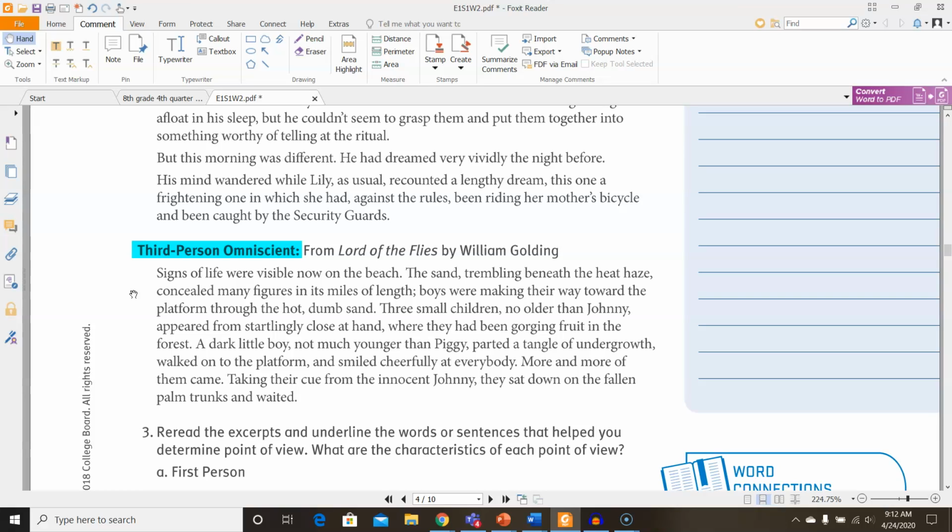So we see what various characters in the story are doing, not focusing on just one. They mentioned Johnny a few times, so I can assume that he's probably going to be one of the main characters, if not the main character. But I'm getting some details about everything. I'm getting details about the sand, the environment, and what the different little boys are doing. So that would be third-person omniscient, because I know everything that's going on with the different characters in the story and the setting.